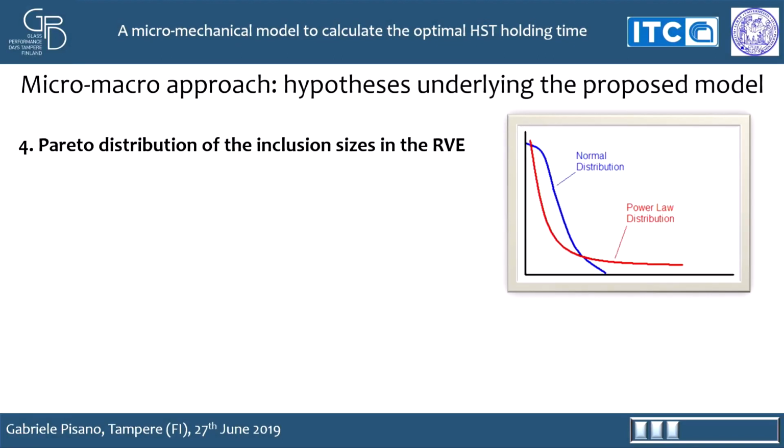A Pareto distribution is used to interpret the variability of inclusion sizes. This seems reasonable because the smaller the inclusion, the higher the probability of finding it, but at the same time we have a not negligible probability of finding an inclusion that is several times bigger than the bulk of the distribution. In fact, the Pareto power law distribution has a very heavy right tail.